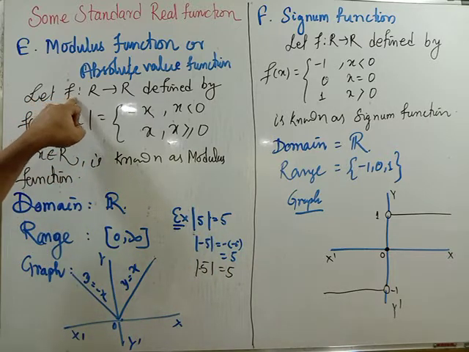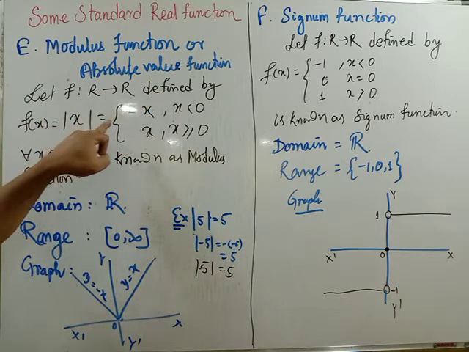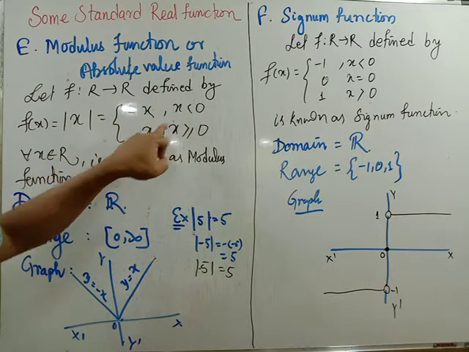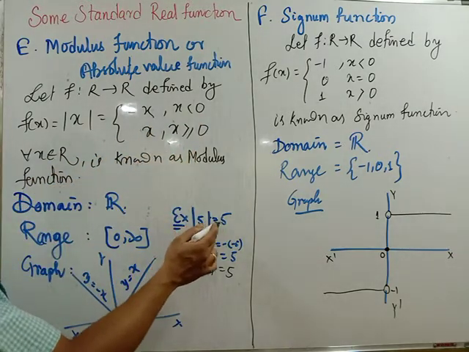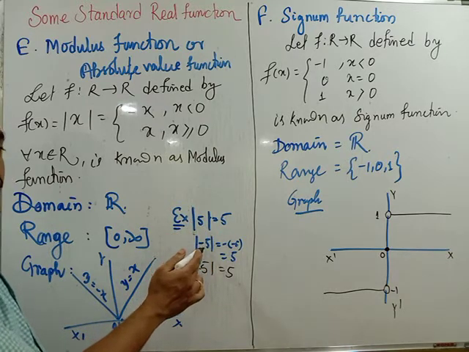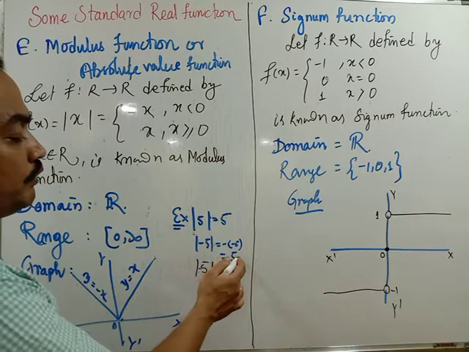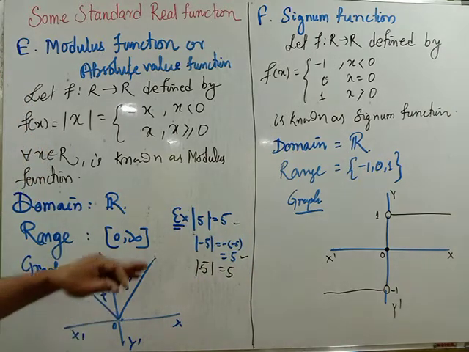Let f be a function from R to R defined by f of x is equal to mod x. This is minus x if x is less than 0, and equal to x if x is greater than or equal to 0. Here mod of 5 is 5 because 5 is greater than 0. When it is minus 5, it is less than 0, so the minus of minus 5 again gives 5. Clear?